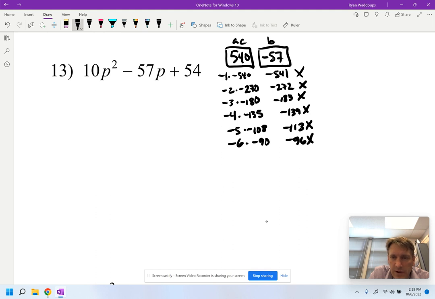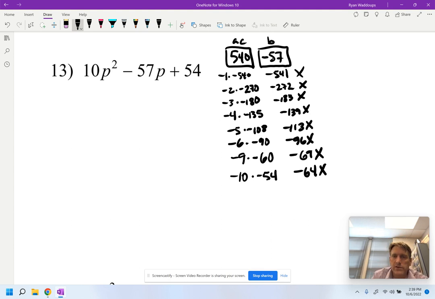7 won't go into 540, I don't think. So we skip that. We'll go to 8. I don't think 8 will go into 540 either. 9. 9 goes into 540 60 times, so negative 9 times negative 60, and that'd be negative 69. No. So we go to 10. Negative 10 times negative 54, and that'd be negative 64. And we're getting closer, but it's still not there yet.